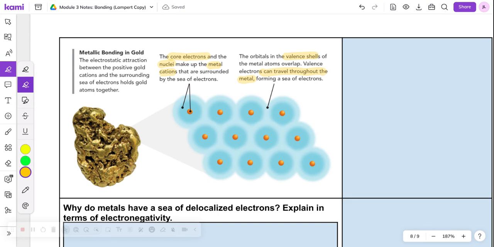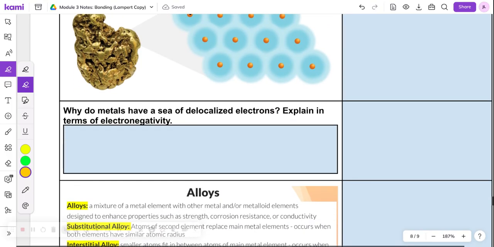They're just freely flowing. Now, this is called a sea of electrons. So it's freely flowing just like the ocean, right? Just like water can flow around the entire world in a wave in the ocean, in a metallic bond, the electrons are free to move around.